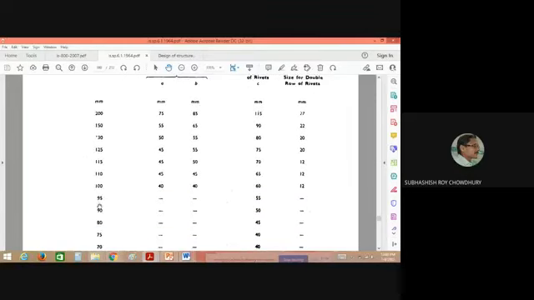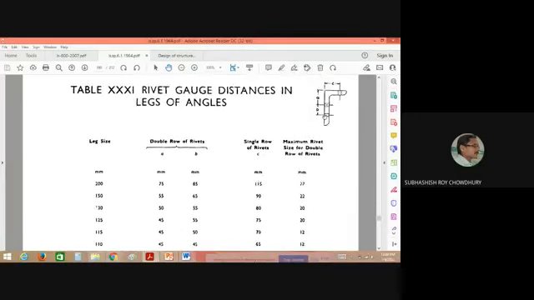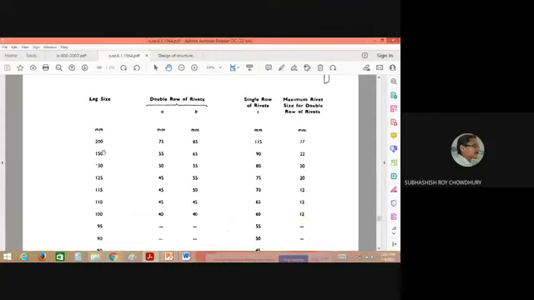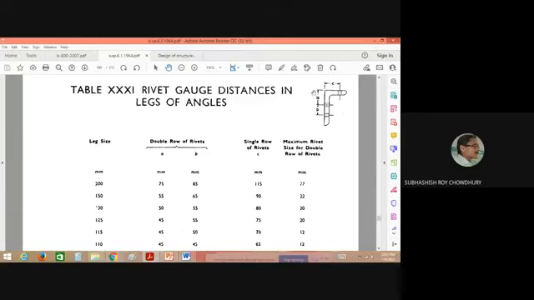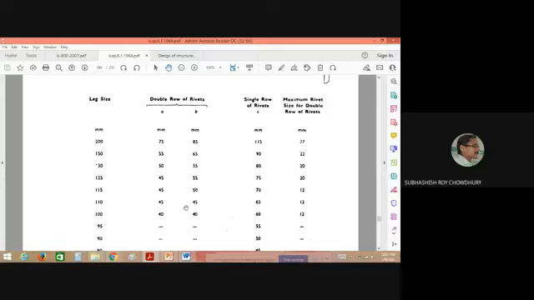If the leg size is too small, then 2 rows of rivets or bolts cannot be accommodated. So A and B are given only for a few leg dimensions, starting from 100 millimeter ending at 200 millimeter. For those, you may accommodate 2 rows of rivets or bolts, and the A dimension and B dimension are given here.